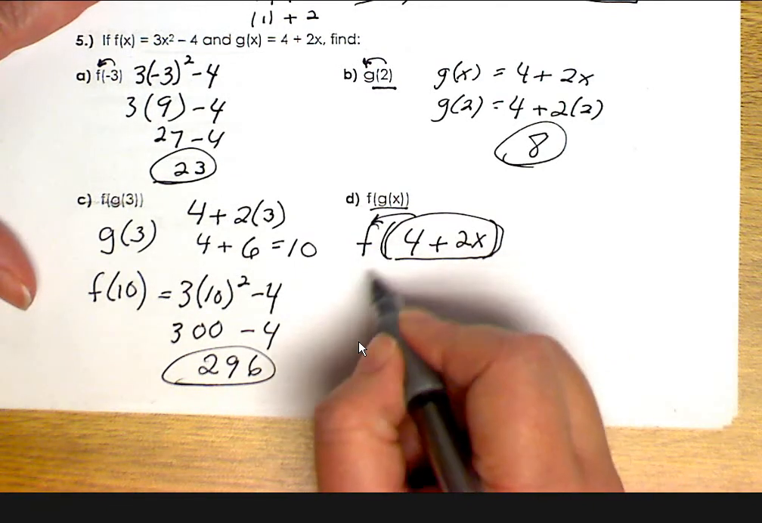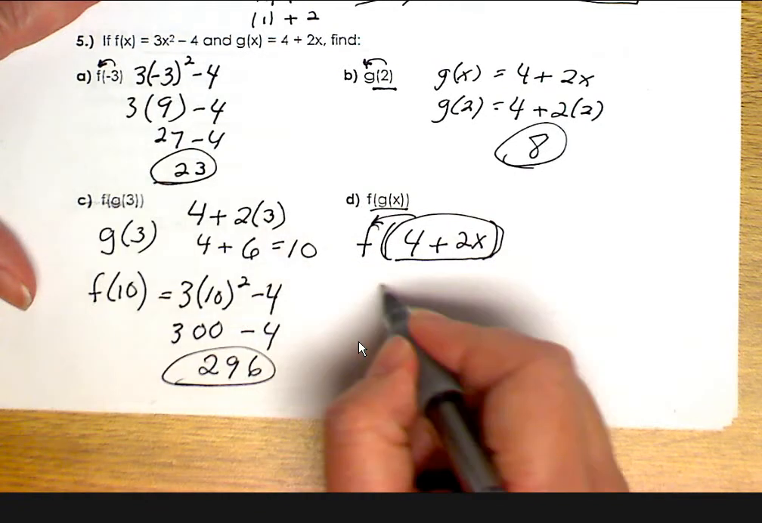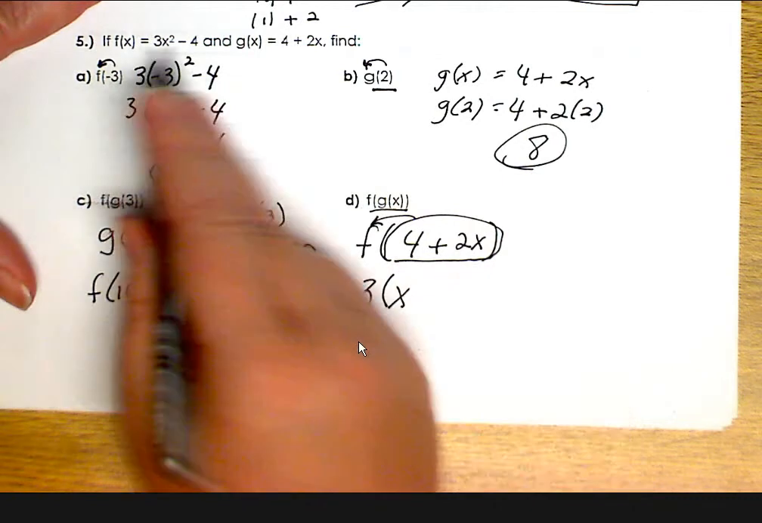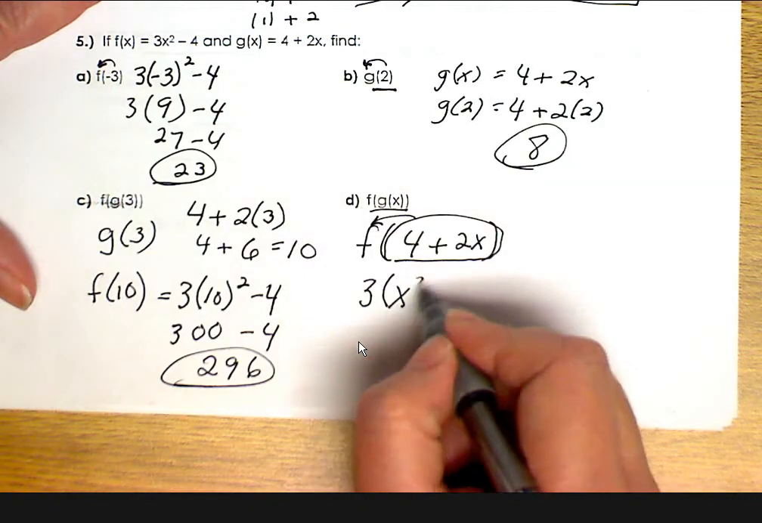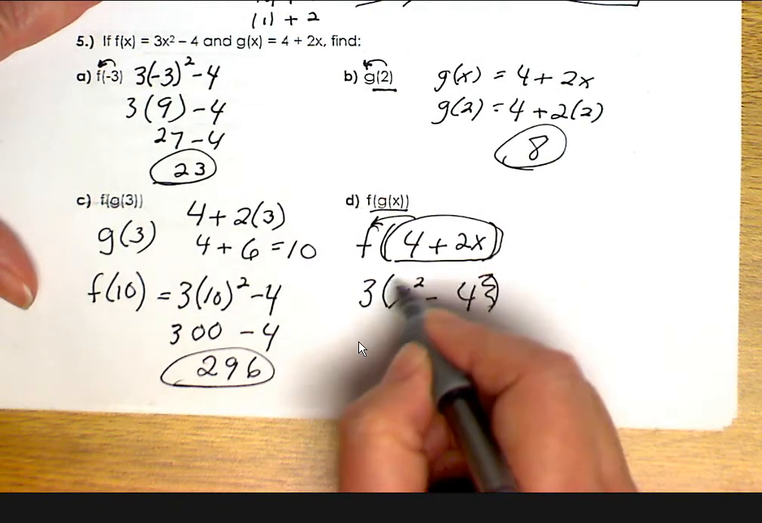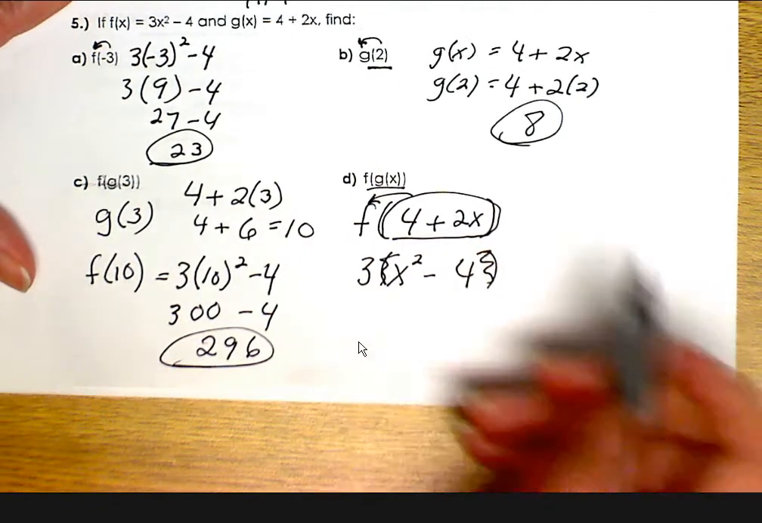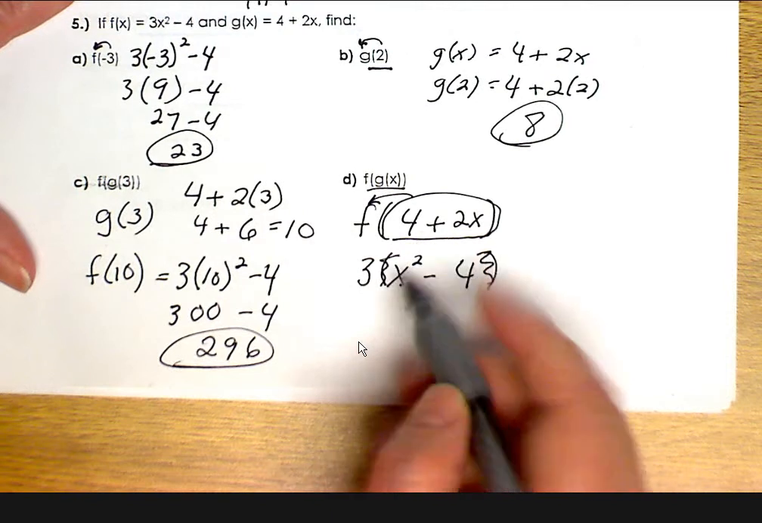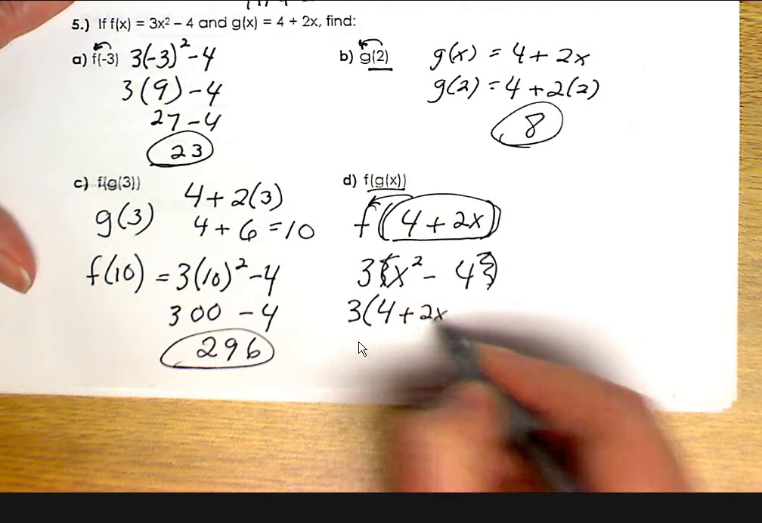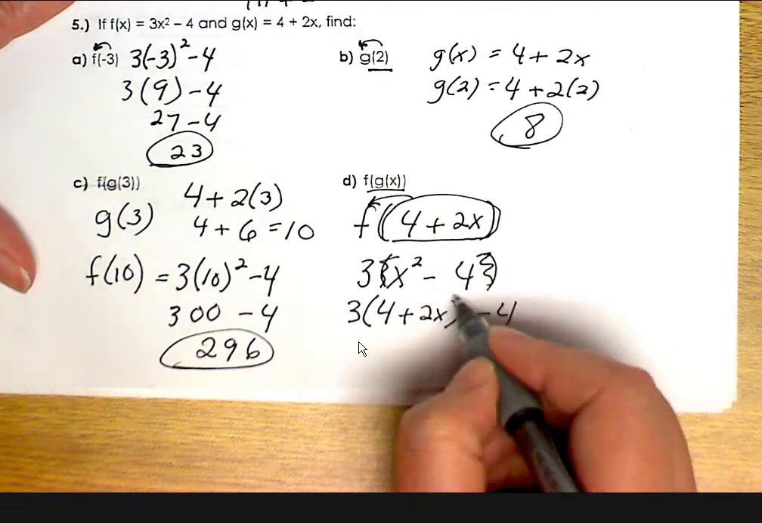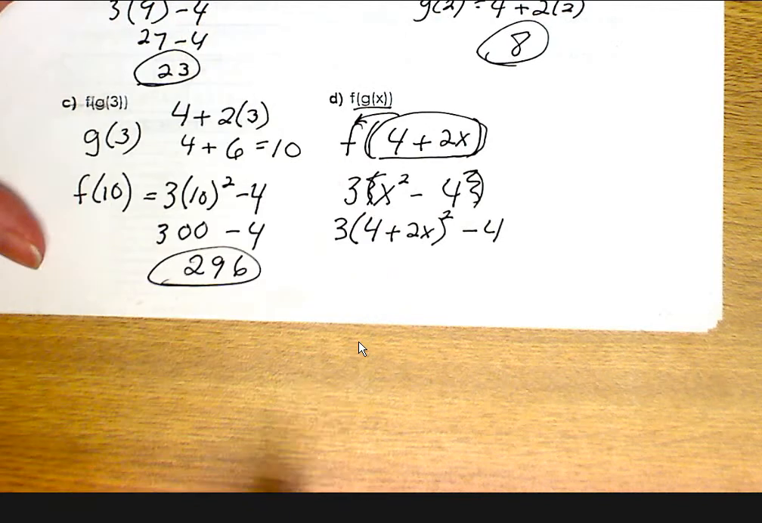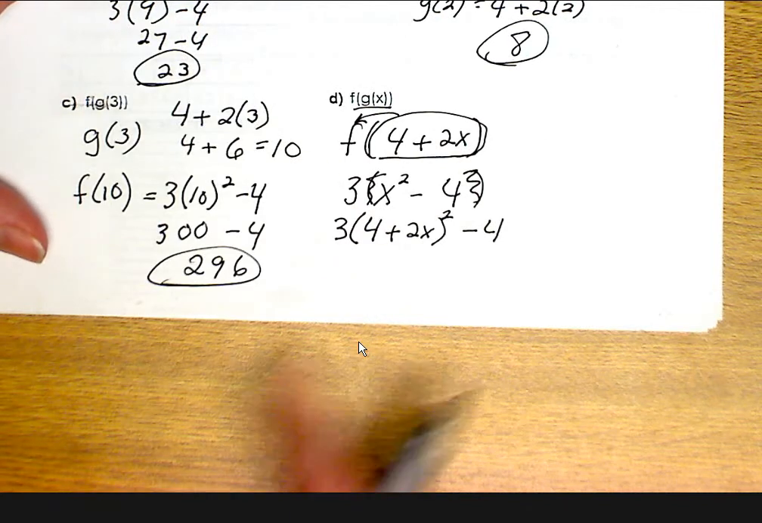The other one we have is 3 times x squared. Sorry. I don't know why I'm writing it down. So you have to put this in for your x value. So we have 3 parentheses 4 plus 2x minus 4, and I have to square that because we're putting this in for the f function. This was my f function.